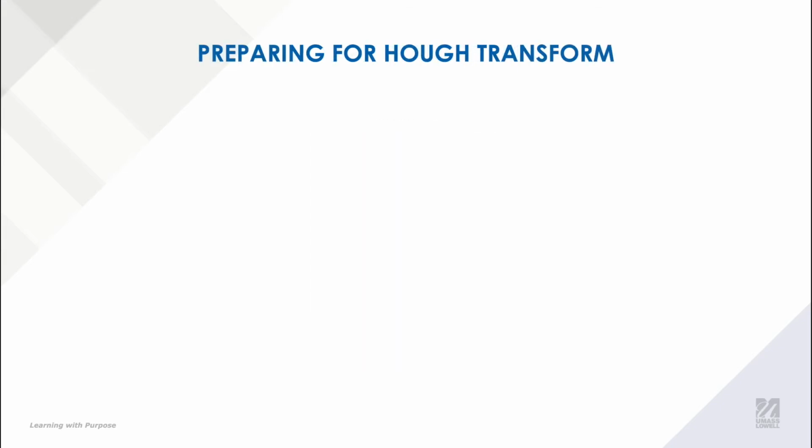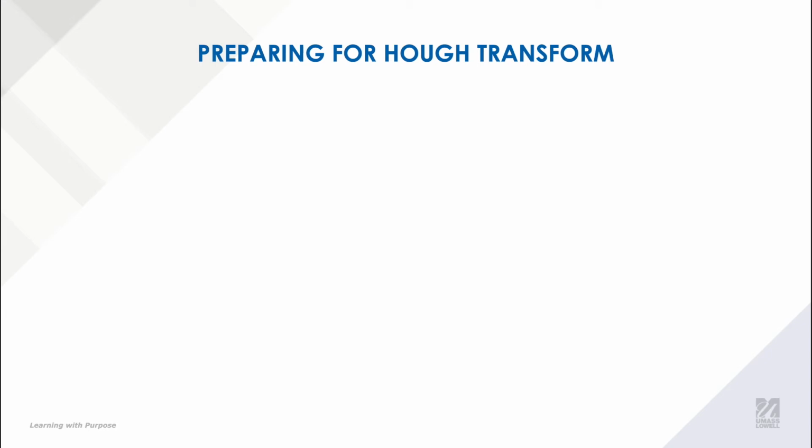So we need a binary image for this, which means we need to do some preparation for the Hough transform. And in past videos we talked about how to filter an image and how to do edge detection, so let's see how we can combine these things in a logical way so we can get a nice binary image that just shows possible things that could be lines that we want to look at.